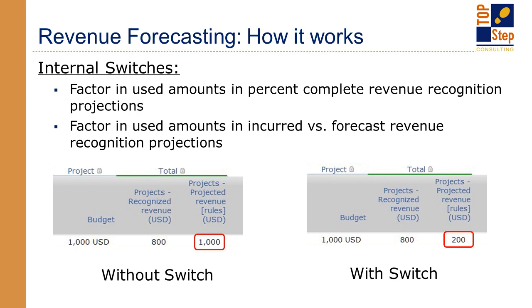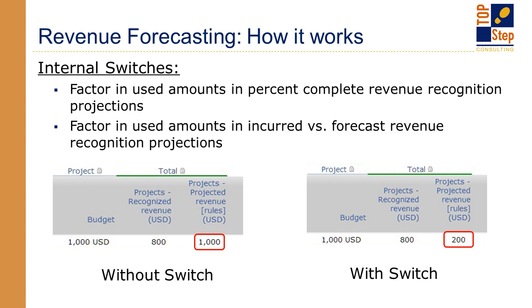So in the first example on the left, without that switch enabled, think of the amount as cumulative in terms of what is forecasted. So I've got a budget of $1,000. I've recognized, so this is my historical amount, 800, but I'm projecting to recognize 1,000 total. So this is my cumulative. It's going to effectively just keep building up.